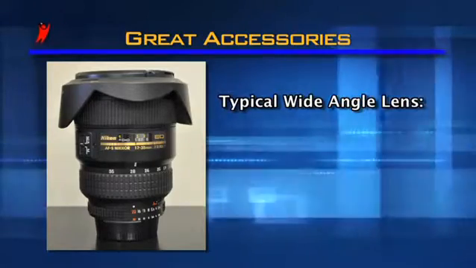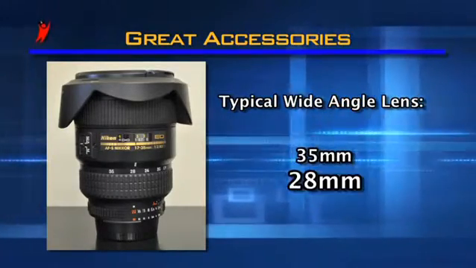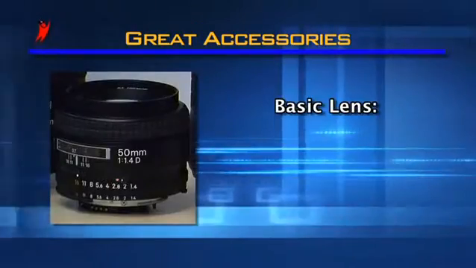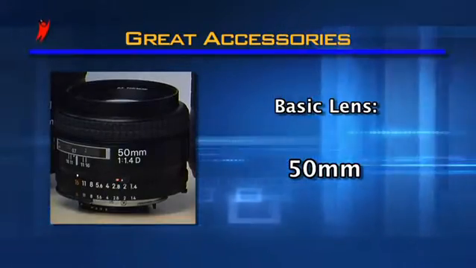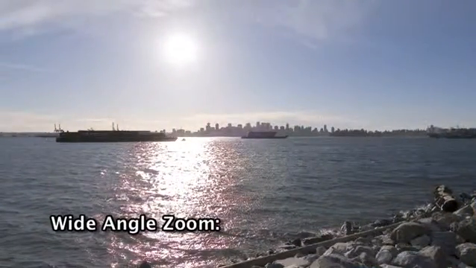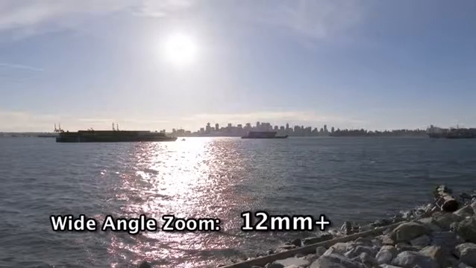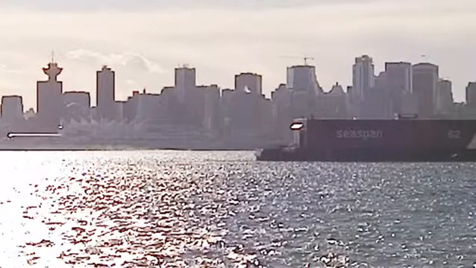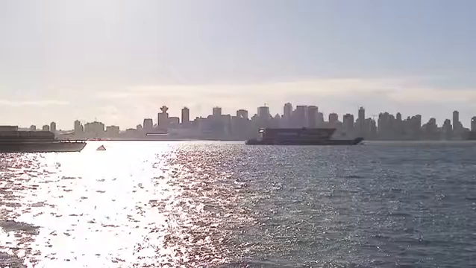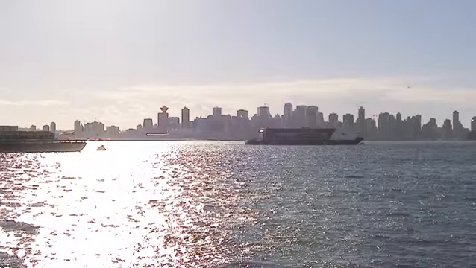A typical wide-angle lens might be 35, 28, or 24, as opposed to your basic 50mm lens. You can also get wide-angle zooms that'll start at as little as 12mm. Here's a photo taken with a standard 50mm lens. Here's the same scene taken with a typical wide-angle lens. Notice that you'll see much more of the surrounding scene and the image seems better suited for the subject matter.